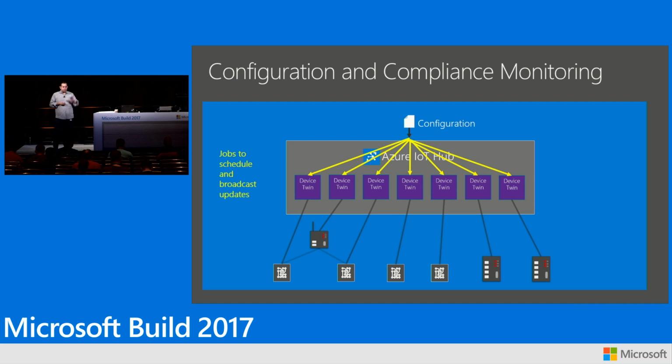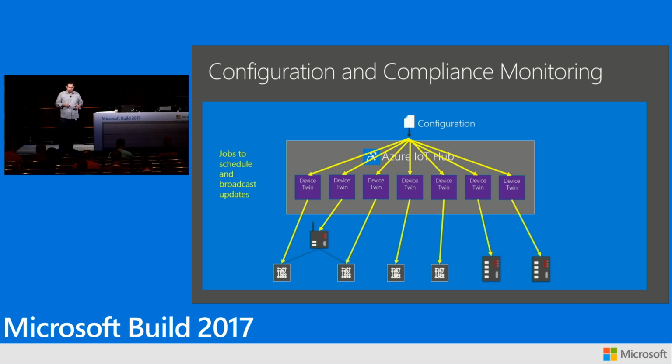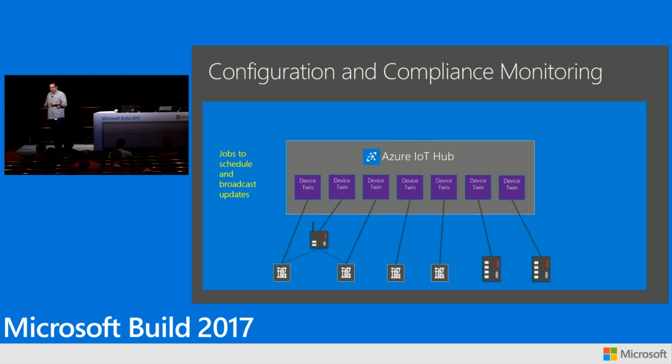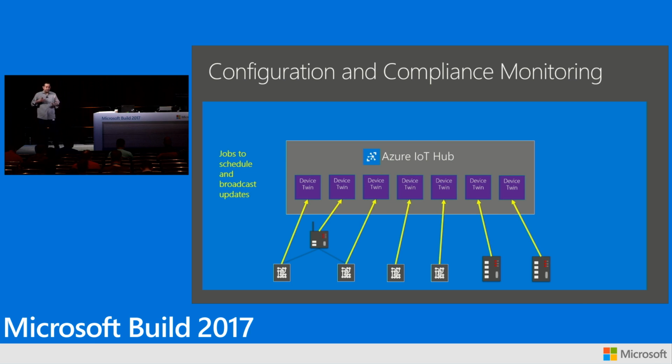So essentially, you use jobs to broadcast and schedule the updates to those configurations, to the device twins, and then as those devices connect, independent of the state of the device, because of course the device twin is always connected, it's in the cloud, right? So as those devices come back and connect, they'll pick up those configurations, they'll act on them, and then periodically they'll start reporting back the status and conditions that they're in.